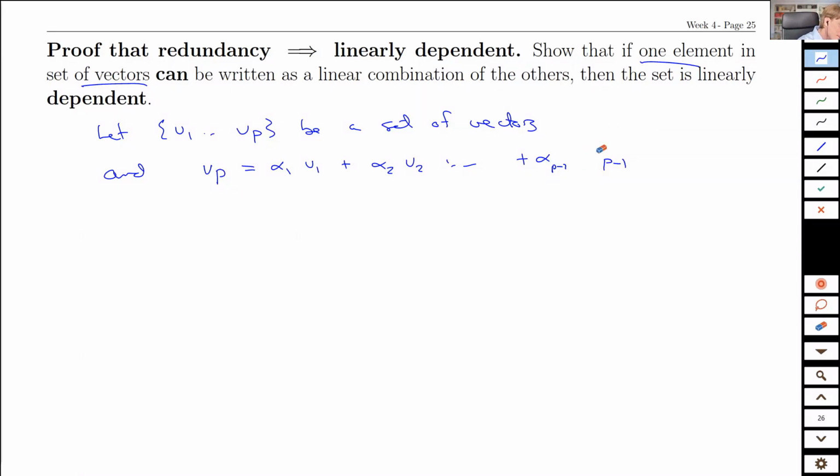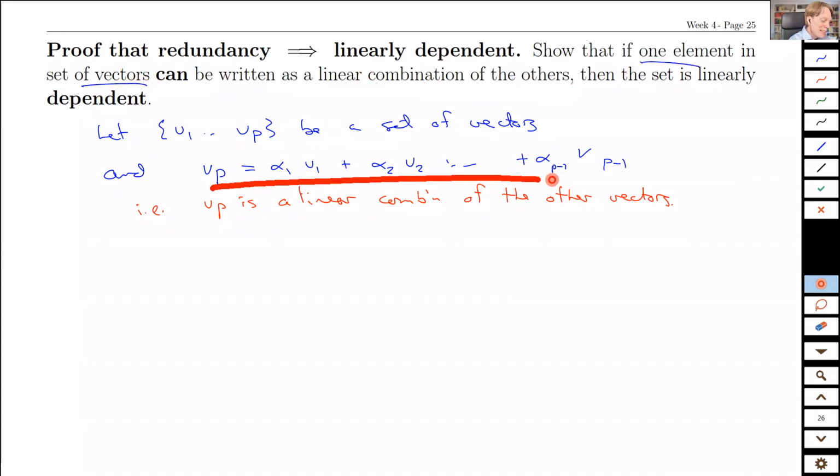That is, VP is a linear combination of the other vectors. So if one element in the set can be written as a linear combination of the others, that's what that translates to mathematically. Show that it is linearly dependent.